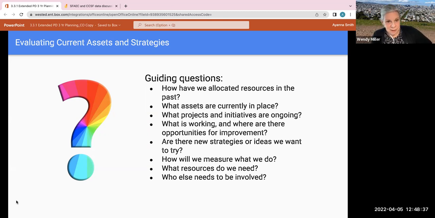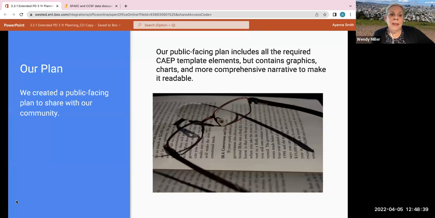From that, next slide, please, we created our draft plan. So I created a public-facing plan that includes all the elements that the CAEP NOVA plan requires, but actually contains graphics, charts, and a much more comprehensive narrative so that it's readable to the general public. And I've started sharing that with the community. Next slide.